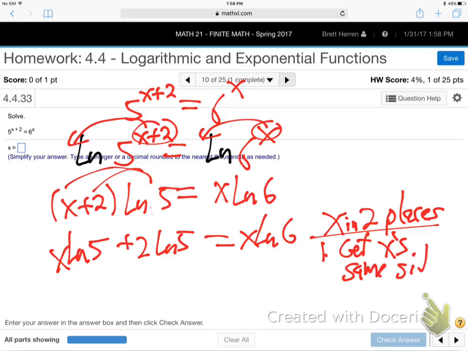Factor out x and divide. That's the game plan. When the x is in two locations, like one on each side, get them on the same side, factor out the x, and divide.